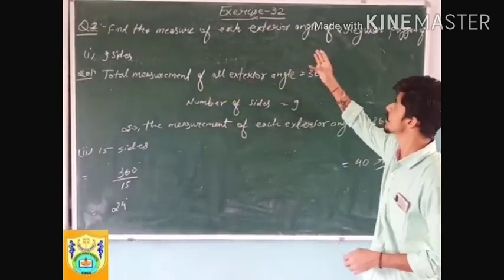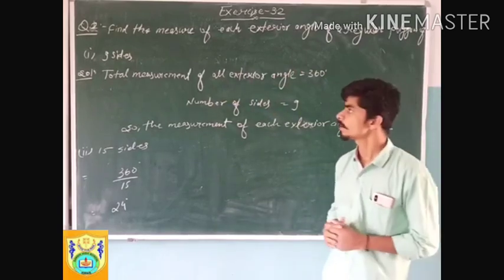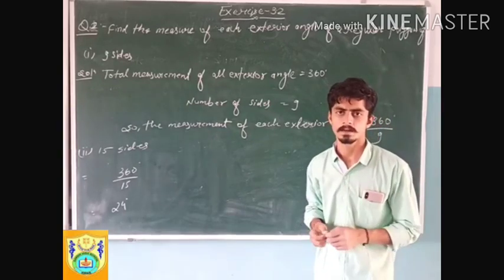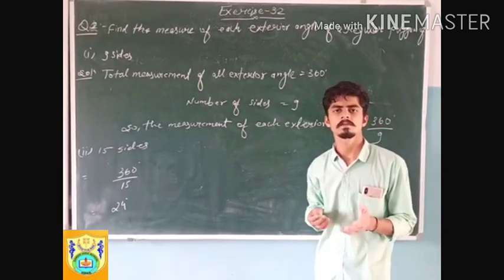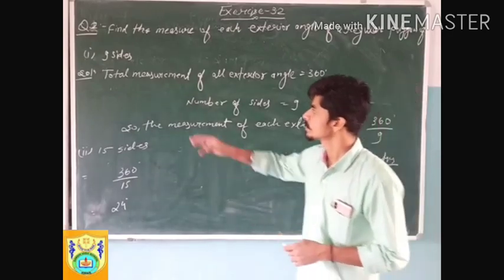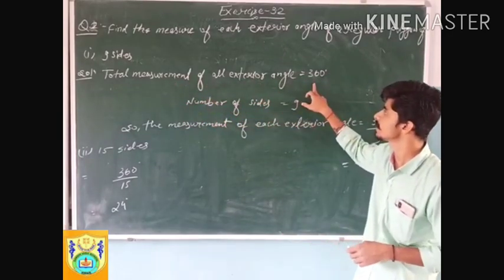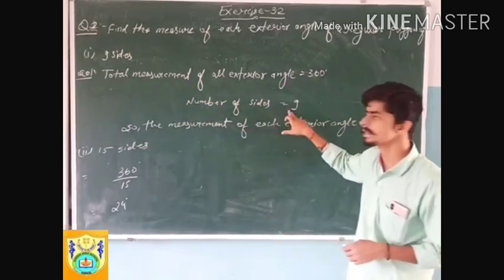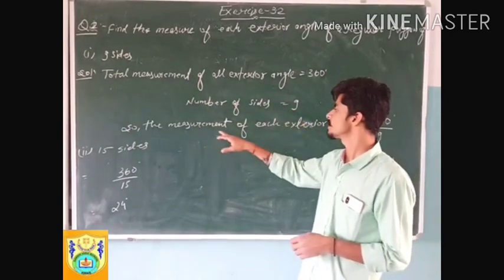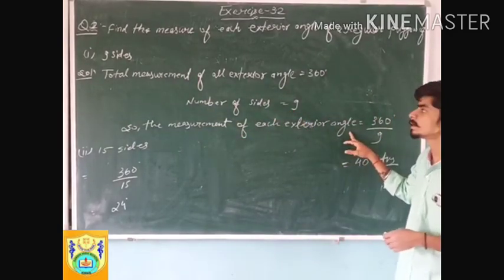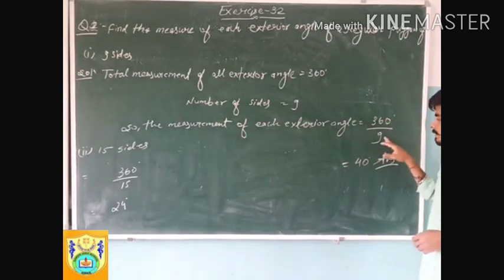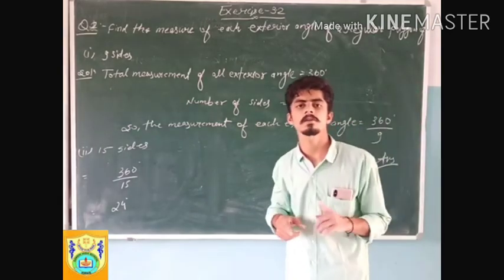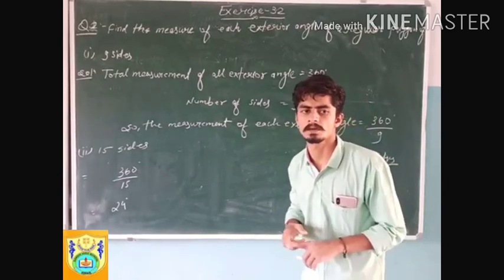Find the measure of each exterior angle of a regular polygon of 9 sides. We have to find the measurement of each exterior angle if the number of sides of a polygon is given. As we know, the total measurement of all exterior angles is equal to 360 degrees and the number of sides given in the question is 9. So the measurement of each exterior angle will be 360 divided by 9, which is equal to 40. So 40 degrees is the measurement of each exterior angle of the polygon.